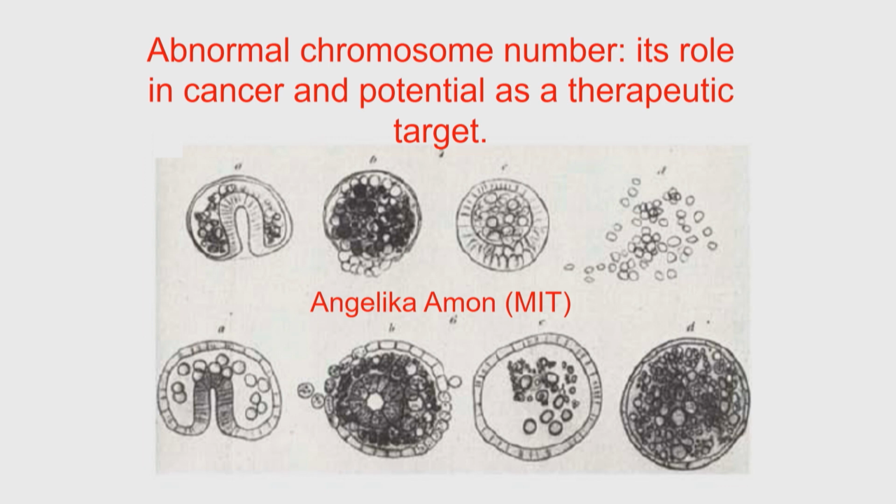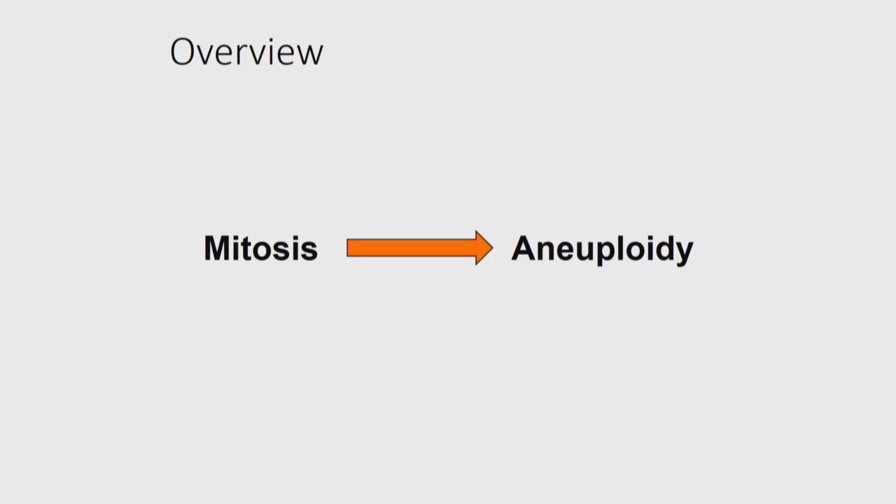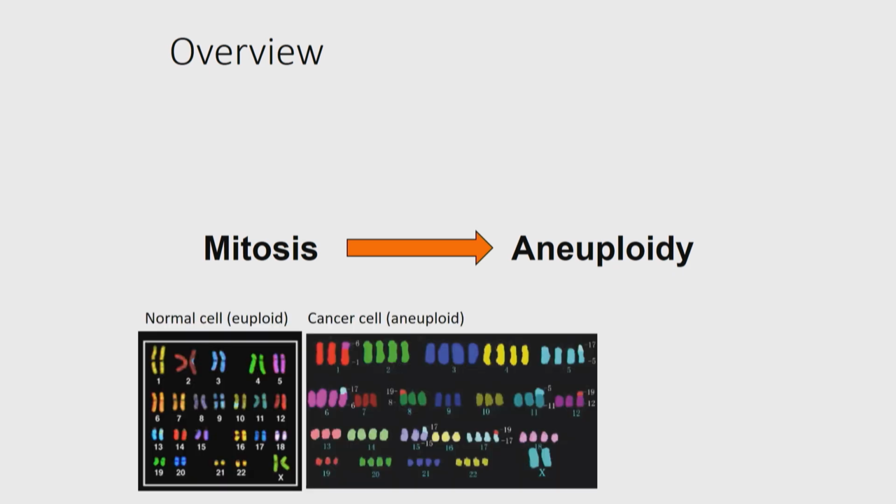My lab has had a long-standing interest in the molecular mechanisms that govern chromosome segregation. But what I will do today is tell you about our work on understanding what happens when this process goes wrong, and when cells missegregate their chromosomes and end up with the wrong chromosome number. As I mentioned, that condition is called aneuploidy. I'm showing you an example here.